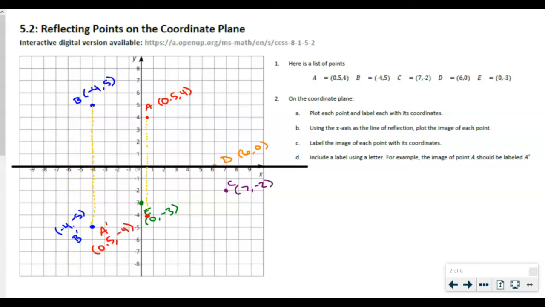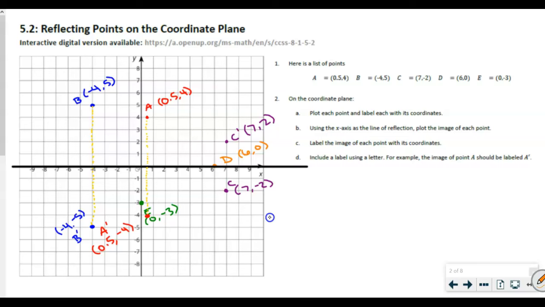Where is C going to be? Give me the coordinates of point C, please, when it's reflected. Ashlyn? Yeah, -7, +2 now. So we're going to call that one C prime. -7, +2. And D, where is D going to be when it's reflected?